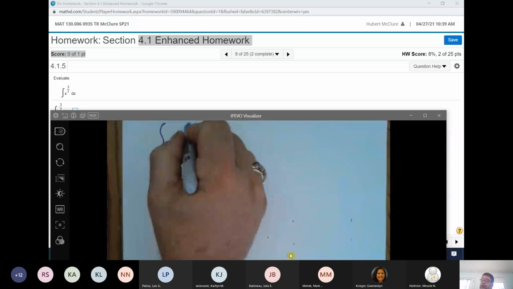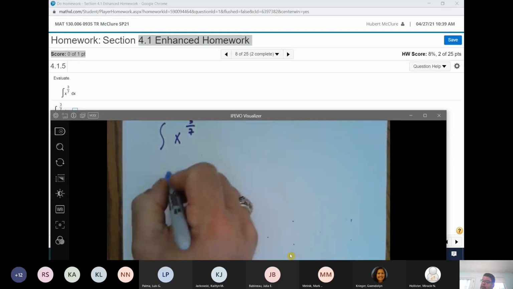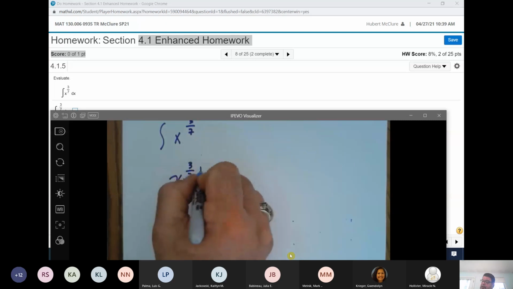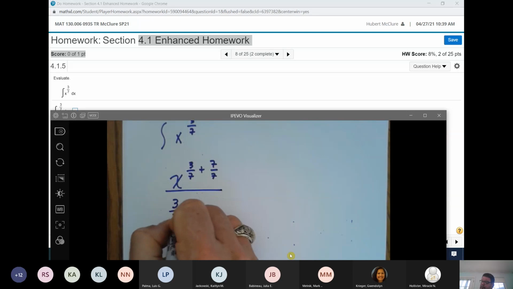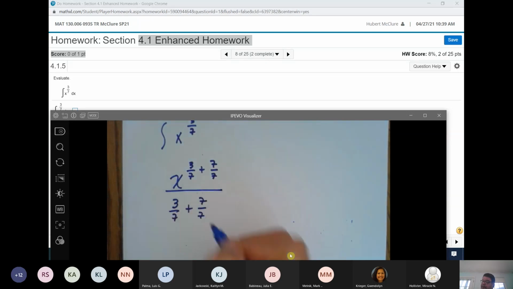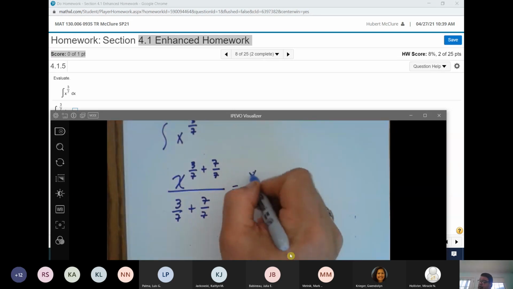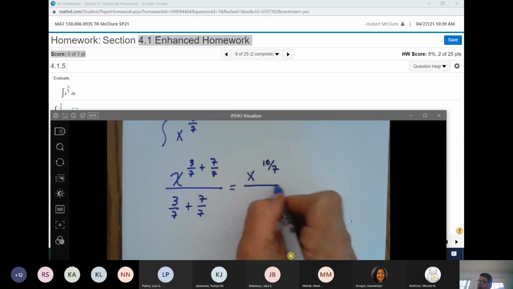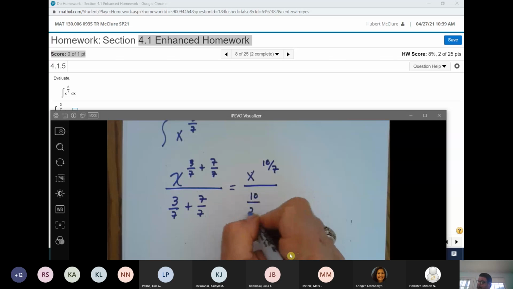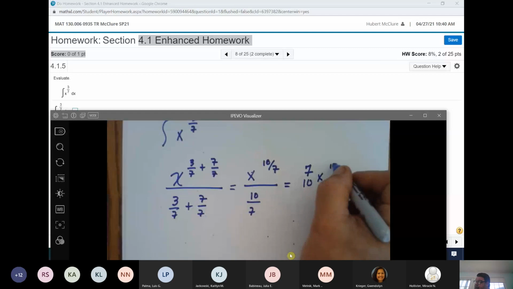Antiderivative of x to the 3 over 7. So that's going to be x to the 3 over 7 plus 7 over 7, over 3 over 7 plus 7 over 7. And that's equal to x to the 10 sevenths over 10 sevenths. That's equal to 7/10 x to the 10 sevenths.